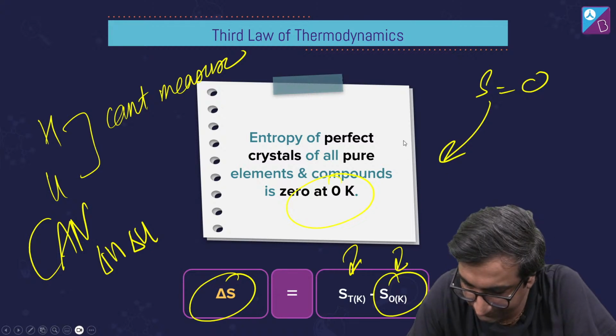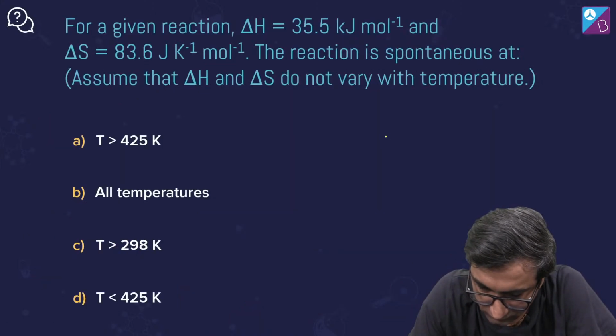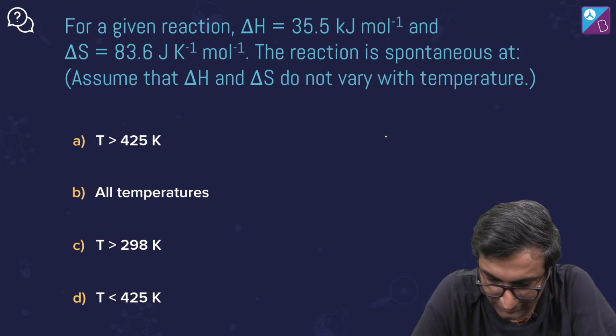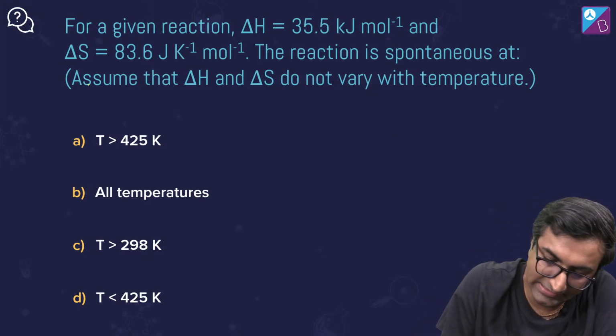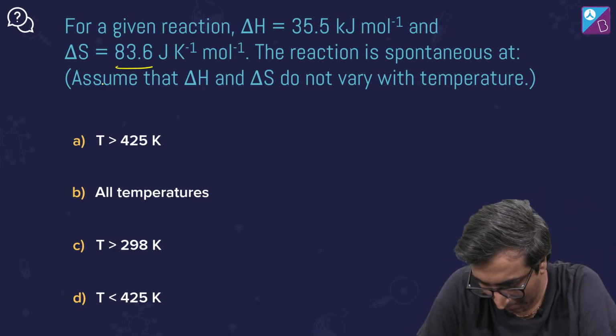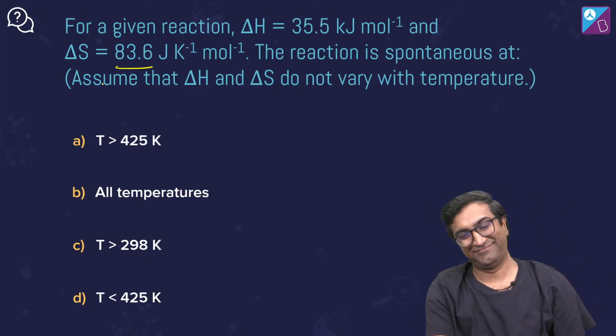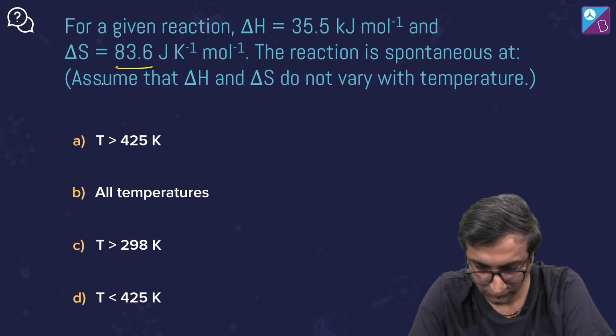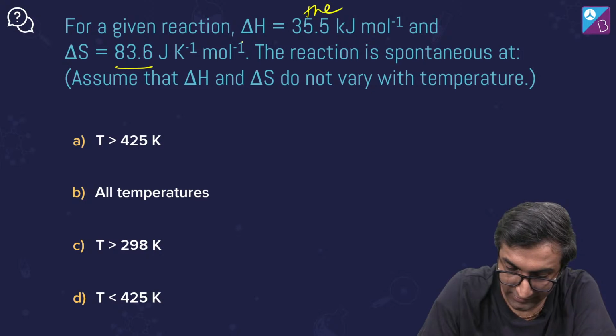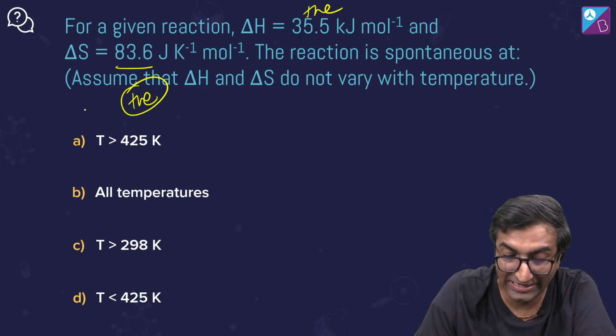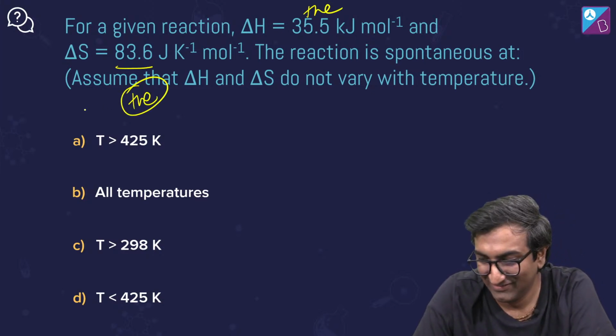Here's a quick question. For this reaction, delta H की वैल्यू दी गई है, डेल्टा S की वैल्यू दी गई है। ये रिएक्शन स्पॉन्टेनियस किस टेम्परेचर पे होगा? Can you figure this out? This is positive. This is also positive. I gave you the example of this. इसको ट्राई करोगे?